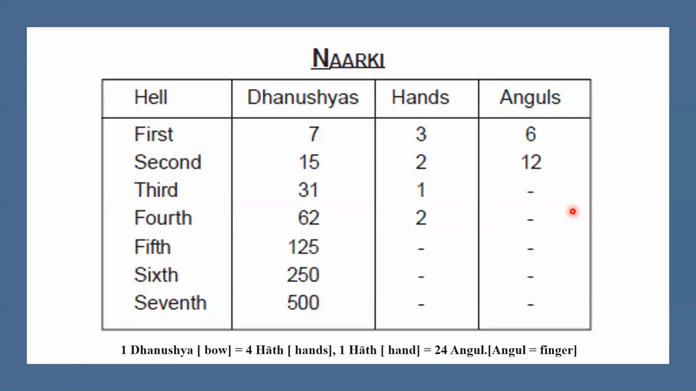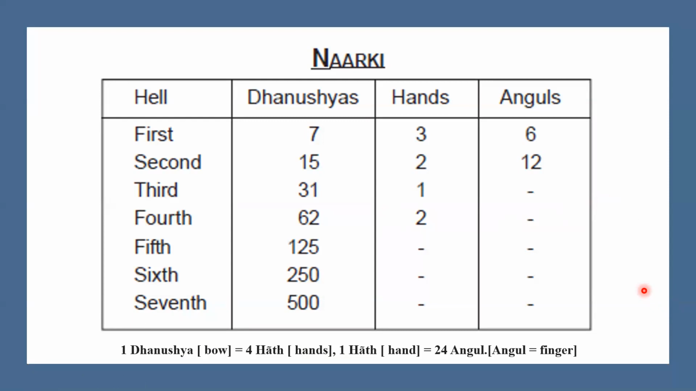So now let's see the heights of the Jeev in these 7 Naraks. In order to understand the height, you have to understand some of the basic terms. So the first thing is Angul. What is Angul? Angul is the length of a finger. So the finger is known as 1 Angul.